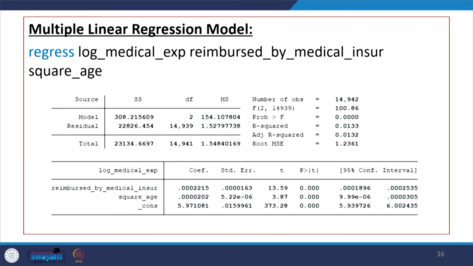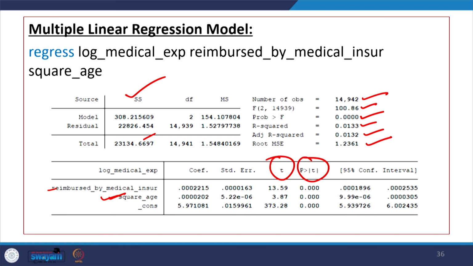Similarly, we can do a multiple linear regression by adding another variable. Here we have added, in addition to this insurance, the square edge. Okay. So, with the same regress command, we have got the information. All those are very important: number of observations, F values, whether the model is significant or not, R square, adjusted R square, root mean square, we have already all explained. Okay. So, similarly residual sum of square, total sum of square, so you can also estimate t values, then p values.